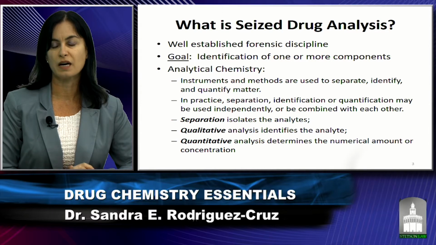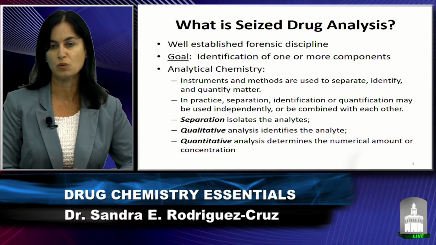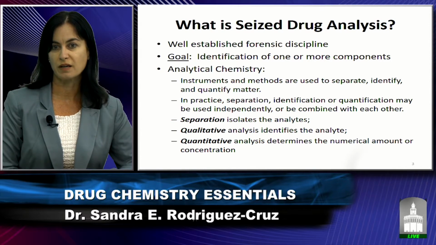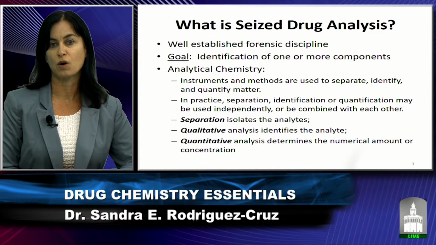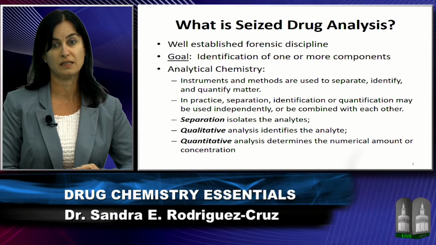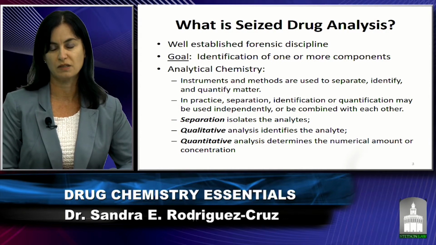Analytical chemistry is that part of chemistry where instruments or tests and methods are used to separate the components of a sample, identify them, and in many cases quantify them. In practice, a lot of these procedures can be performed independently, separated from each other, or be combined via the use of a technique that combines the 3 processes.